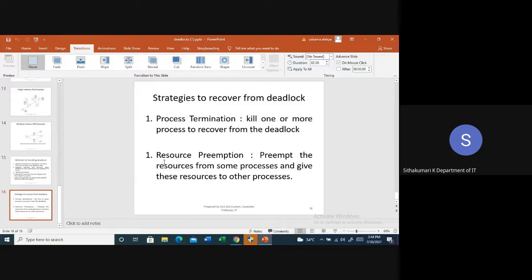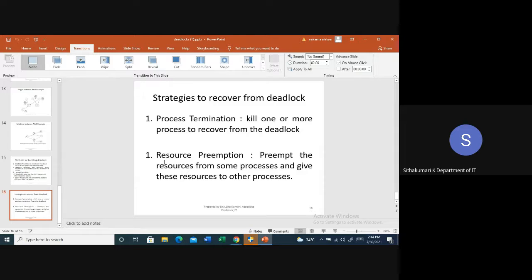The next option is resource preemption. You need to preempt resources from some process and give these resources to other processes which are waiting for them. That's the meaning. While preempting the resources, from which process will you preempt them? You need to select the victim process.